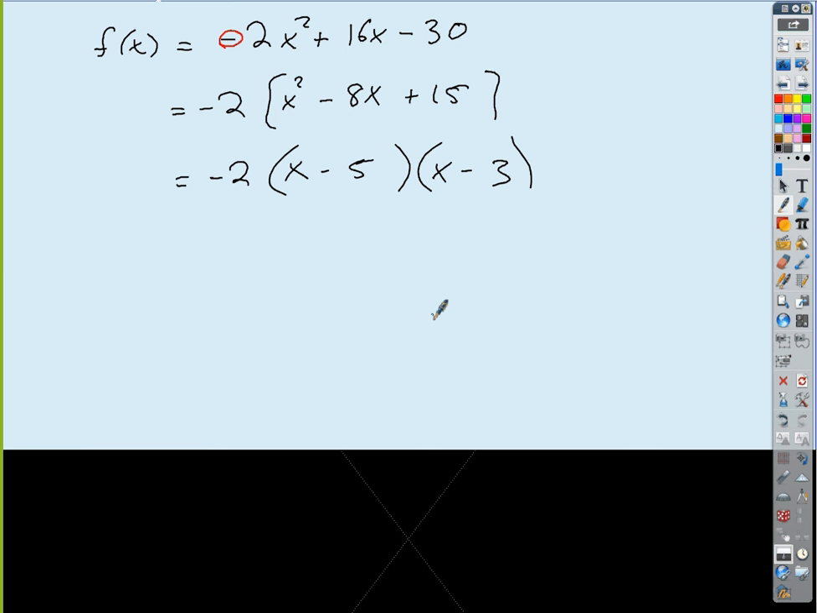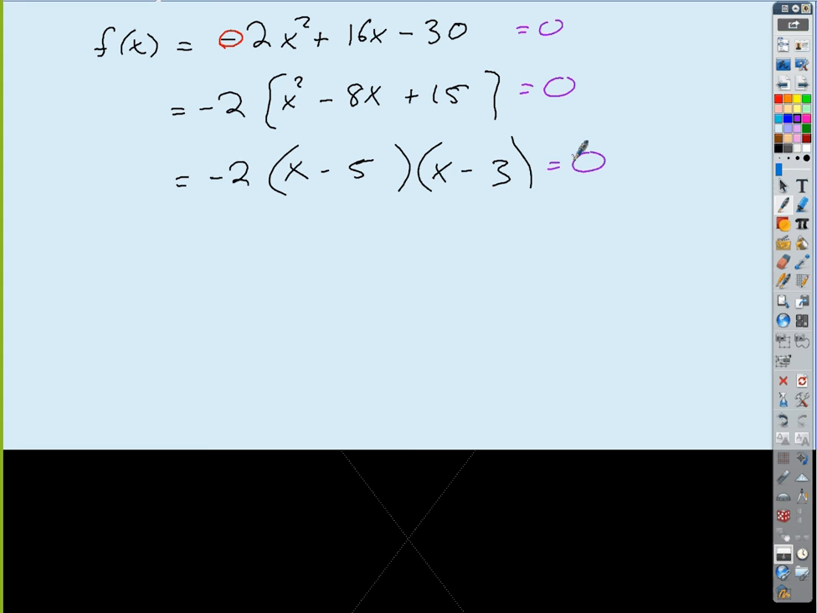Now, what if this was a different question? What if the question was, find the zeros of this function? Well, wouldn't we have set the whole thing equal to 0? What would our answers have been? What are the zeros?